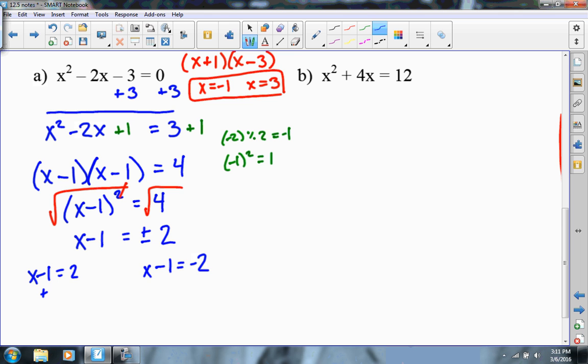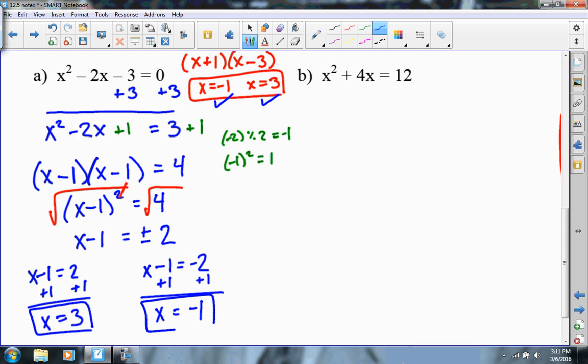So when I add the 1 over, I get 3. Hey, that's the same as what I had up here. And when I add the 1 over, again, same work, but different answer, I'm going to get -1. And that's the same answer that I had up there. So these are my two answers that I get from the process of completing the square.